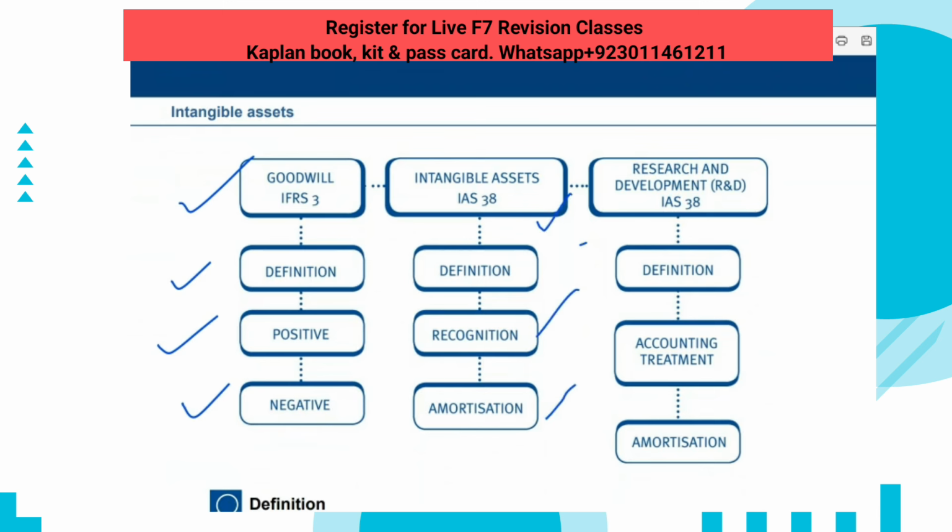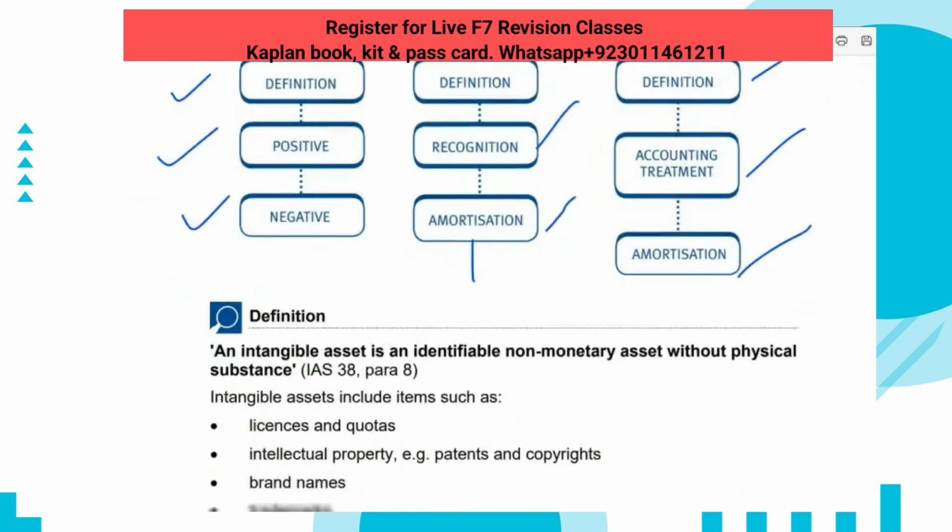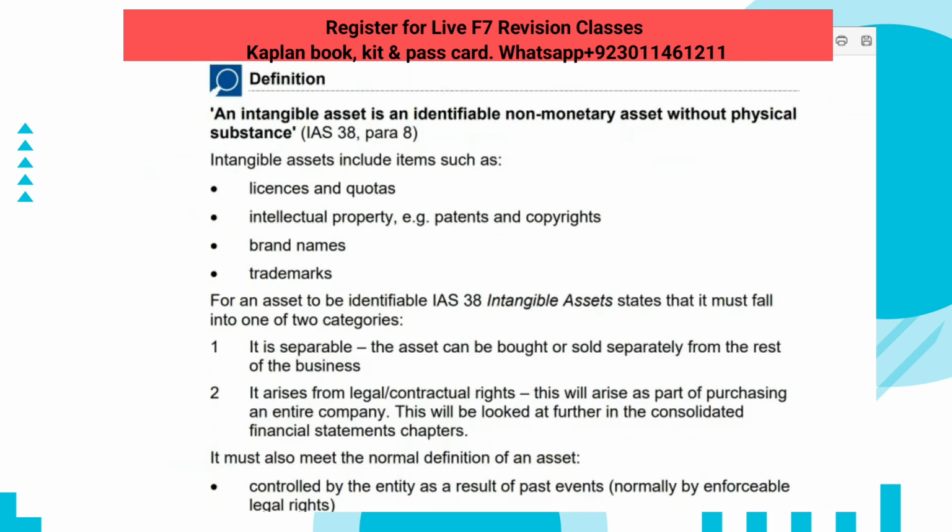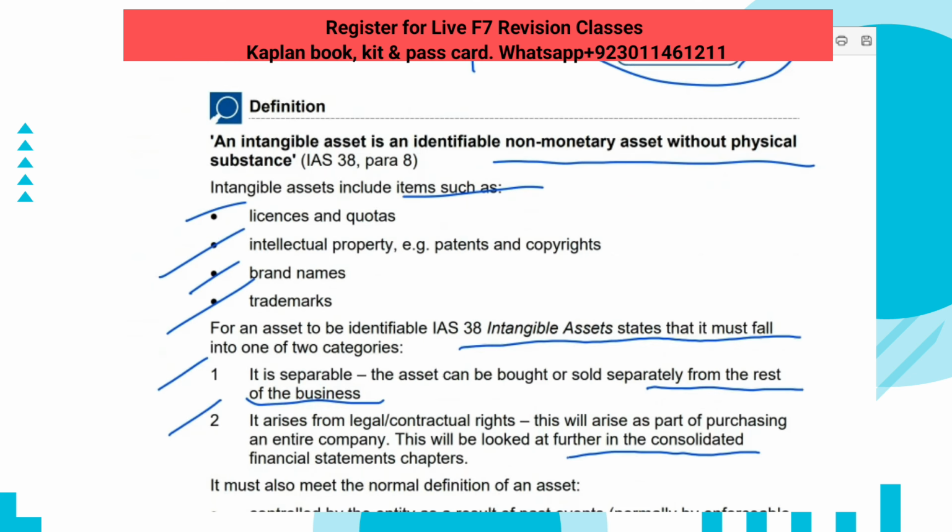Third, research and development, R&D, under IAS 38: the definition, accounting treatment, and amortization are also applicable. Intangible assets are assets without physical substance, as we discussed. They don't have any physical presence and you cannot touch them. But intangible assets include items such as licenses, quotas, intellectual property, patents, copyrights, brand names and trademarks. For an asset to be identifiable under IAS 38, it must fall into two categories, and these need to be fulfilled. The asset can be bought or sold separately from the rest of the business, or it arises from legal contractual rights. This arises as part of purchasing an entity or entire company, which will be looked at further in the consolidated financial statements chapter.